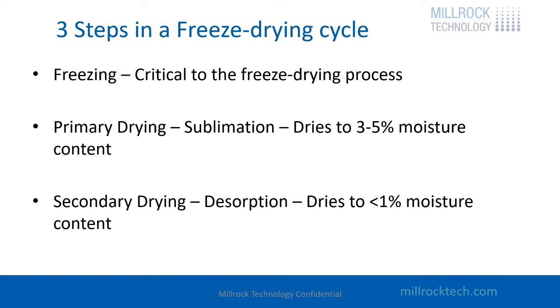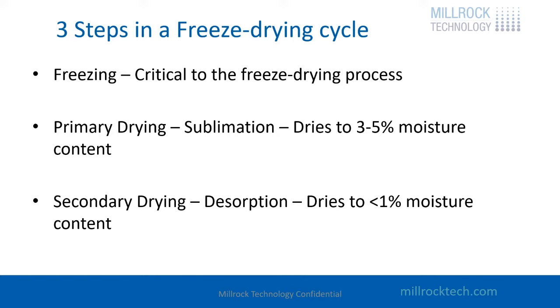On the very basic side of things, there are 3 steps in a freeze drying cycle. There's freezing, primary drying, and secondary drying. Freezing, which is actually the most critical step in the entire freeze drying process, is the foundation for freeze drying. If it's not done properly, then you don't have a robust cycle, or you can't have a robust cycle.